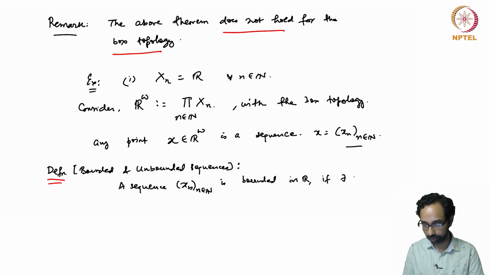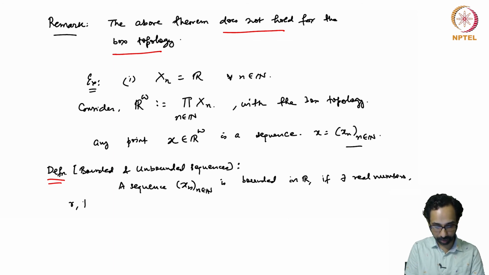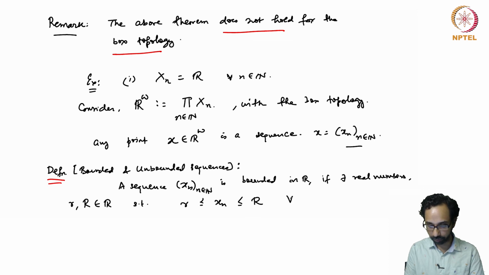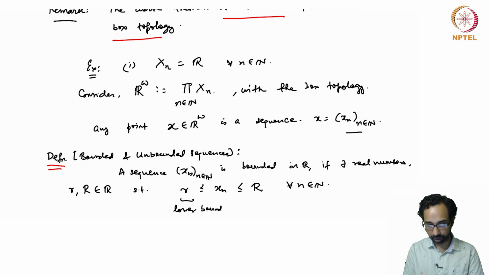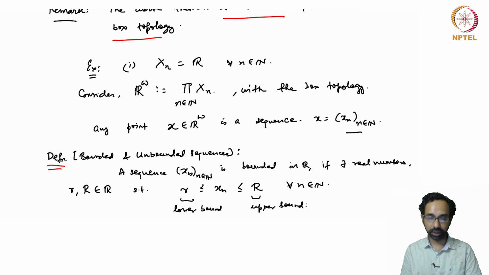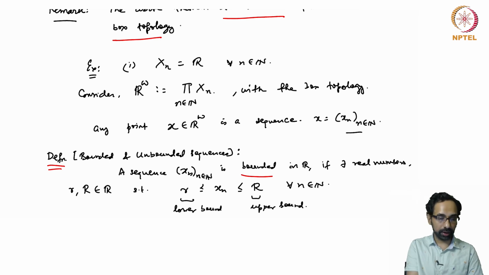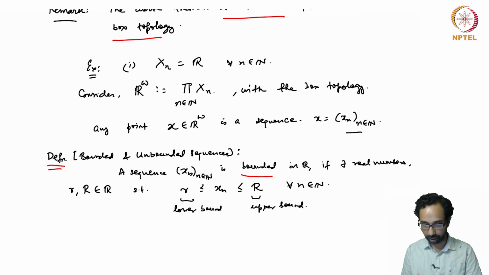if there exist real numbers small r and capital R such that we have r less than or equal to x_n less than or equal to R for all n in the natural numbers. So this is called a lower bound and this is called an upper bound for the sequence. And if a sequence has both an upper bound and a lower bound, then it is called bounded. And if either the lower bound or upper bound doesn't exist, then we call it unbounded.